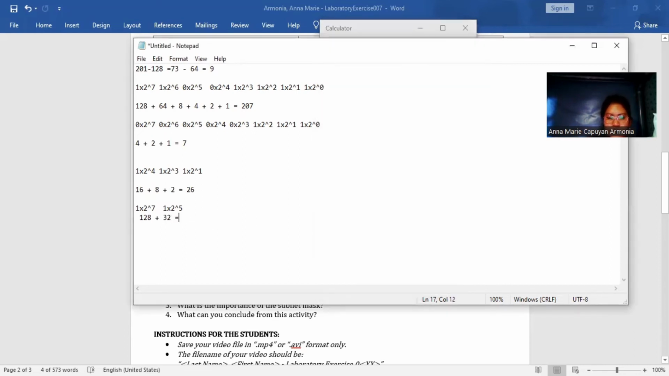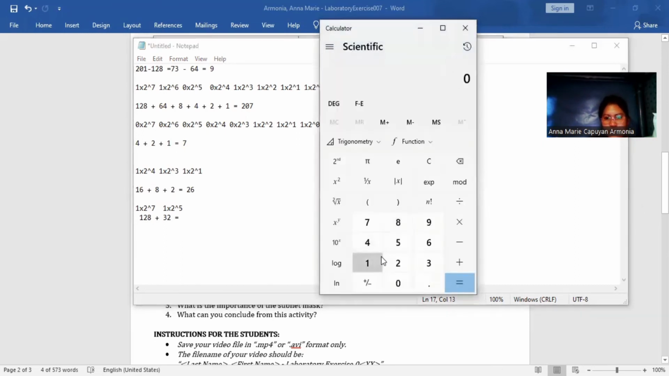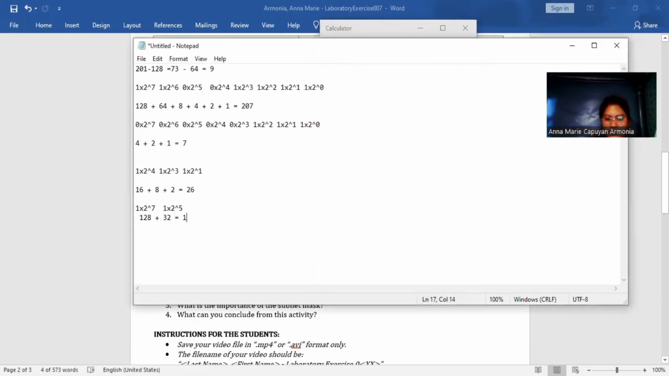32 equals 160. Am I correct? 160. So 160, right? 128 plus 32 is 160. That's correct. Okay, so it's 160.